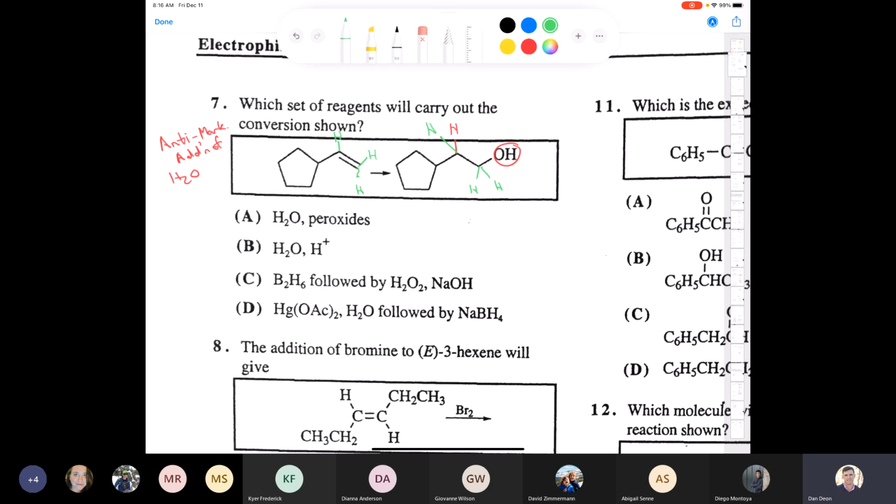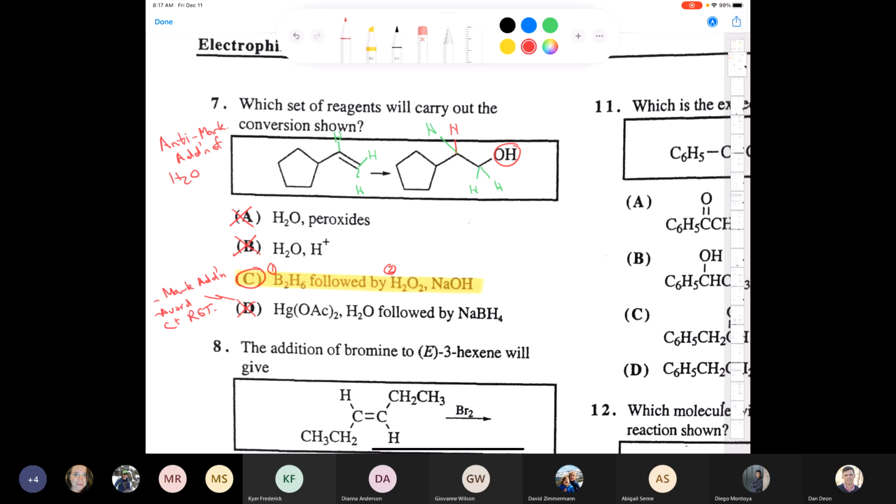Okay, and so what are the conditions for anti-Markovnikov addition of water? Is it water and peroxides? No. Is it just treatment of the compound in water with aqueous acid? No. What about borane, or diborane followed by hydrogen peroxide and sodium hydroxide, right? That's a 2-step process, and that is the correct answer. We went over that earlier today. And then the next one is oxymercuration, demercuration. No, because we know that that gives you Markovnikov addition, and the only reason you would use that is to avoid carbocation rearrangement.